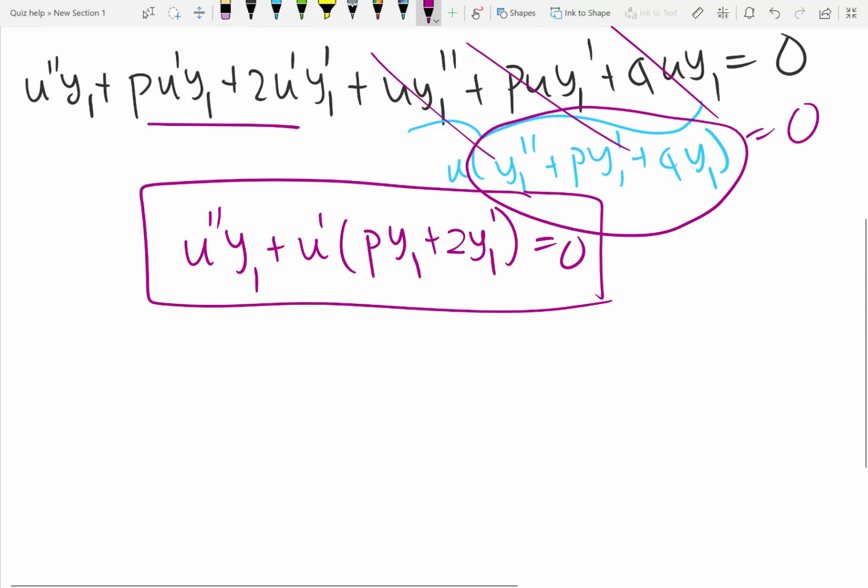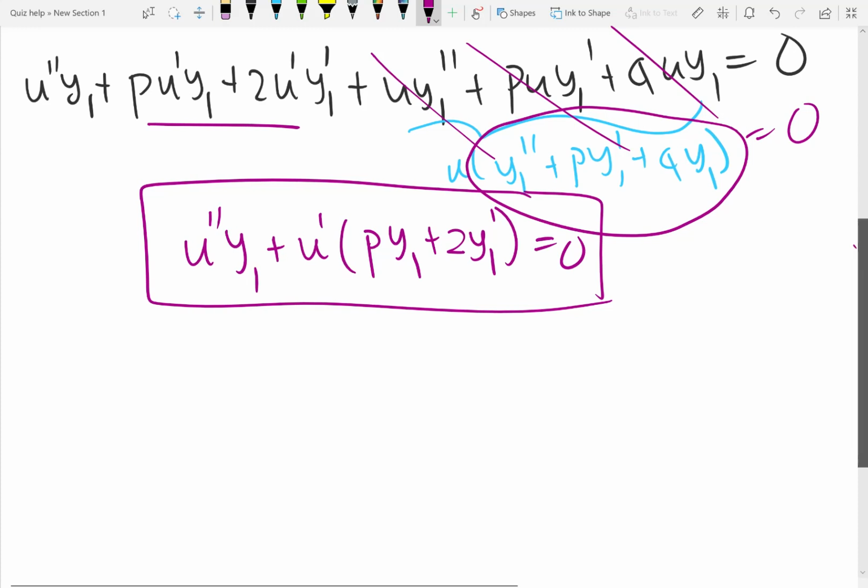Now this is where the name reduction of order comes into play. Reduction of order means you reduce the order. So we have a second order differential equation. Now what we are going to do is rewrite this differential equation as a first order differential equation. So we convert the second order differential equation into a first order differential equation.